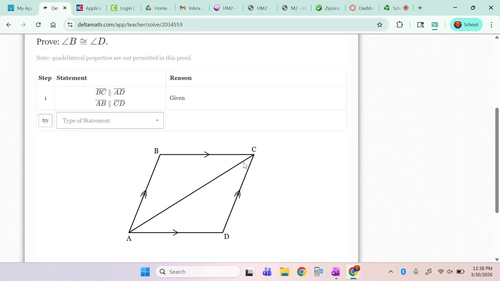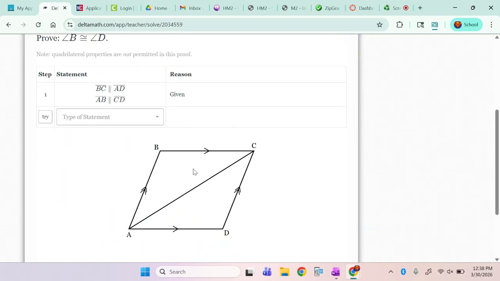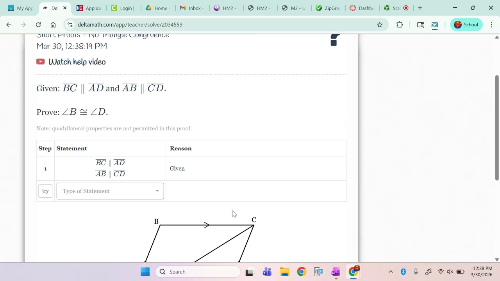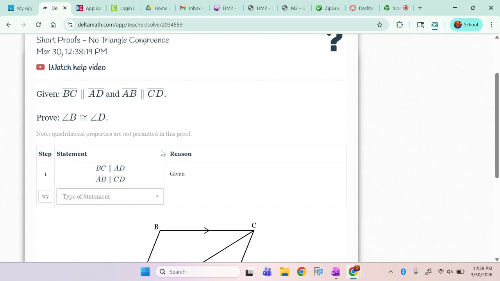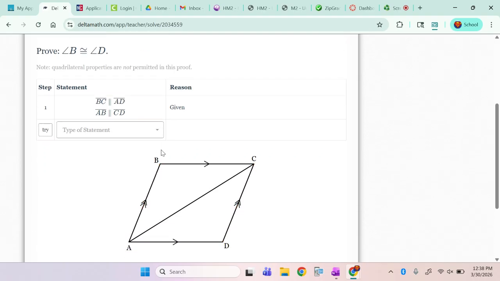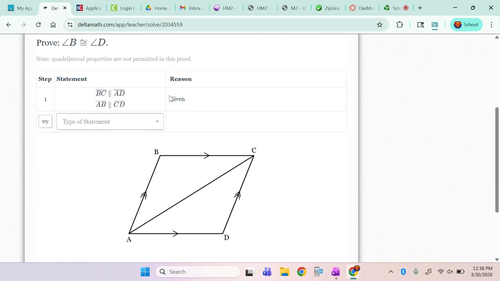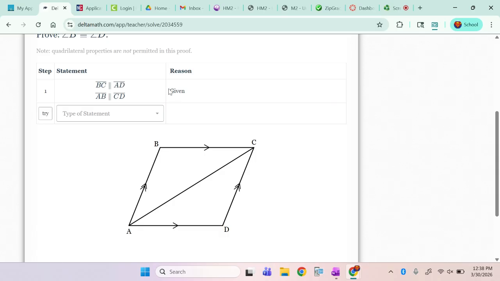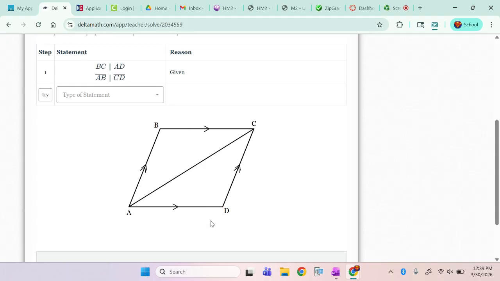Given this shape, we know that these two are parallel. And just to note, it says quadrilateral properties are not permitted in this proof, so we can't say it's a parallelogram. So they said that these two sides are parallel. Here's what I like about the two column proofs in Delta Math. If you hover over the statement, it'll actually highlight what it wants for you. And they want us to show that these two angles are congruent. So I would say start by proving congruent triangles.